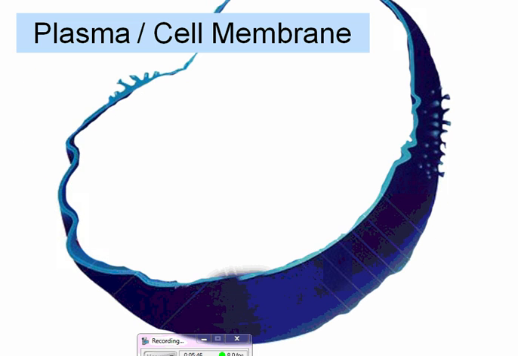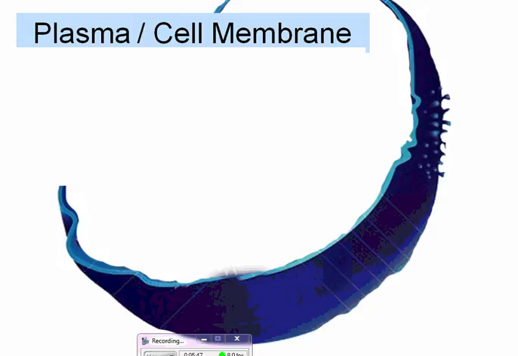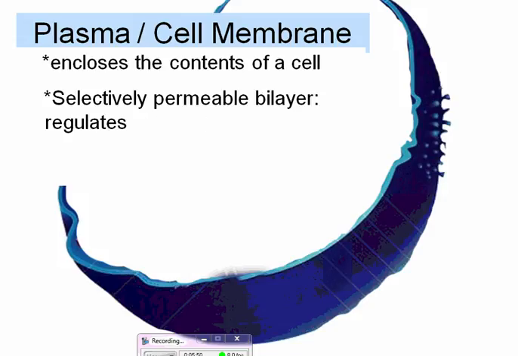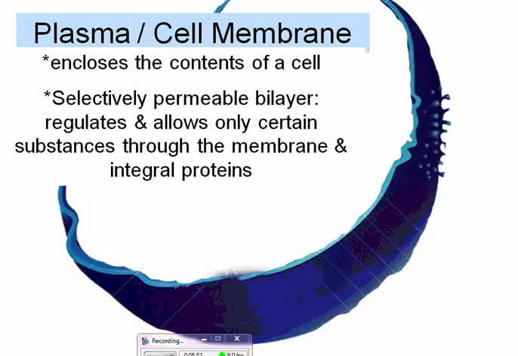And there is the plasma, or the cell membrane, sometimes called the phospholipid bilayer. Very specific job. It encloses the contents of a cell. It selectively allows certain things in and certain things out.